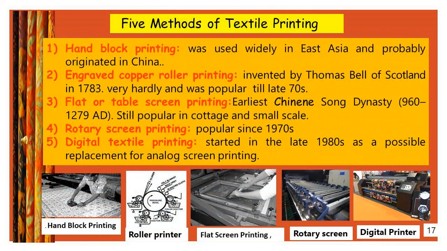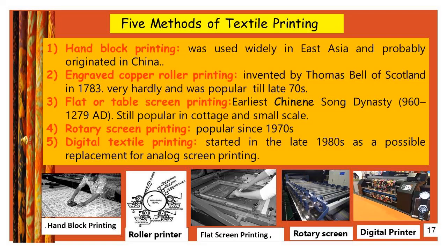5 methods of textile printing. First, hand block printing was used widely in East Asia and probably originated in China. Second, engraved copper roller printing, invented by Thomas Bell of Scotland in 1783. A very hardy machine, it was popular till the late 70s. Third, flat or table screen printing, earliest in the Chinese Song Dynasty, 960 to 1279 AD, still popular in cottage and small scale.